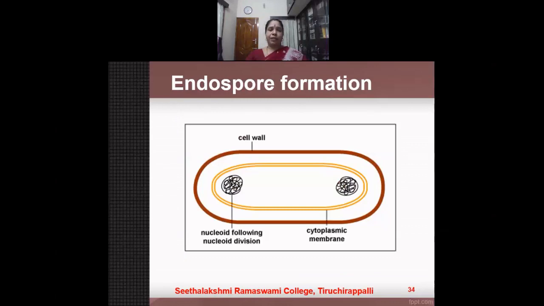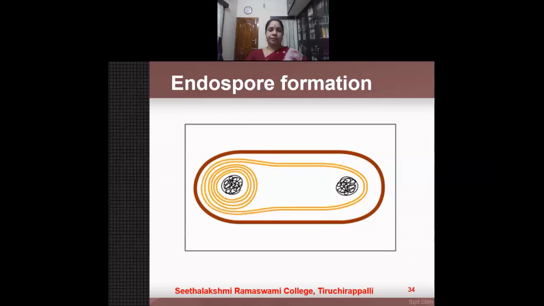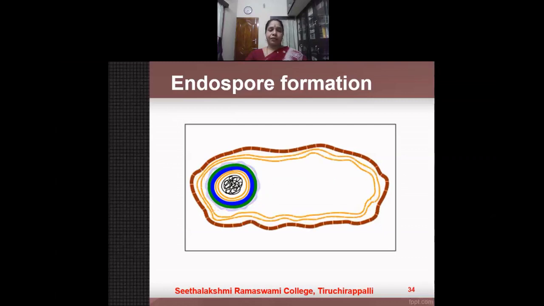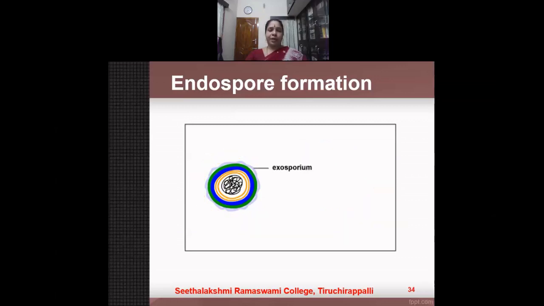This again will illustrate the formation of the endospore. Inner spore membrane, outer spore membrane, formation of the cortex. The exosporium has now formed and the bacterial cell disintegrates and liberates the endospore. The endospore is dormant and it will grow whenever the environment is conducive.